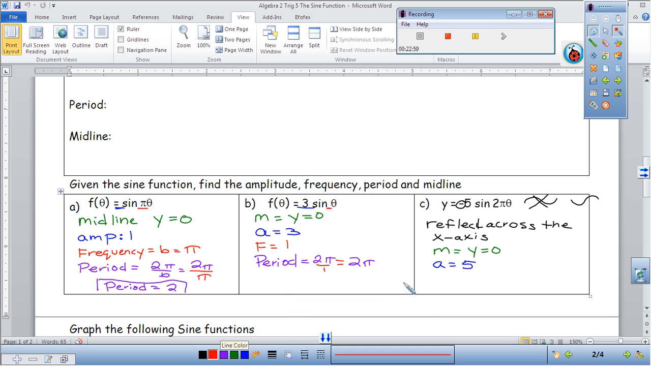Okay, let's see. Miriam, what's the frequency? Very good. So then our period is 2 pi divided by 2 pi equals 1. Any questions over that?